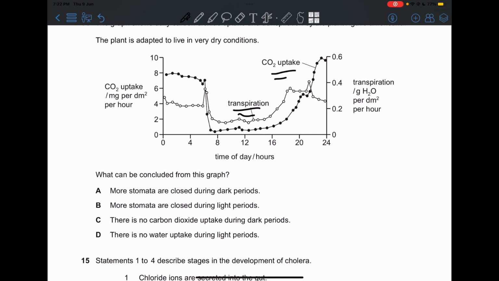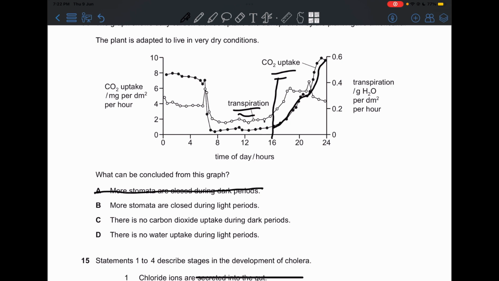Now, A says more stomata are closed during the dark periods. Now, we know that the dark periods are from hour 17, 18, 20, or even 16. So over here, from hour 16, actually, it began to increase. As you can see, there is a difference between before hour 16 and after hour 16. It was actually increasing over here. So in the dark hours, it was actually opened, not closed. So option A will not work for us.